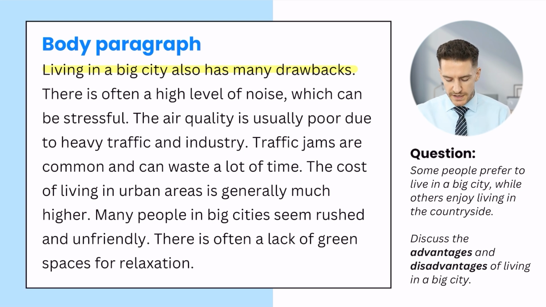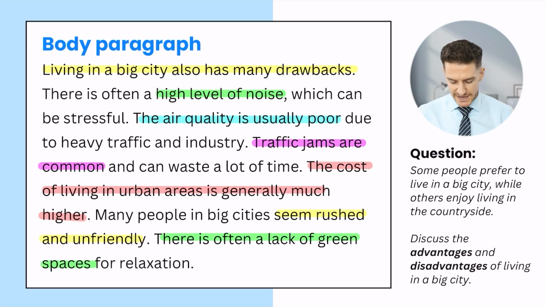There is often a high level of noise. Okay, that's just one idea. That's one of the drawbacks or disadvantages. The air quality is usually poor. Okay, that's another disadvantage. Traffic jams are common. Okay, that's another disadvantage. The cost of living in urban areas is generally much higher. Okay, that's another main idea. If you keep reading, it says many people in big cities seem rushed and unfriendly. And then finally, there is often a lack of green spaces for relaxation.